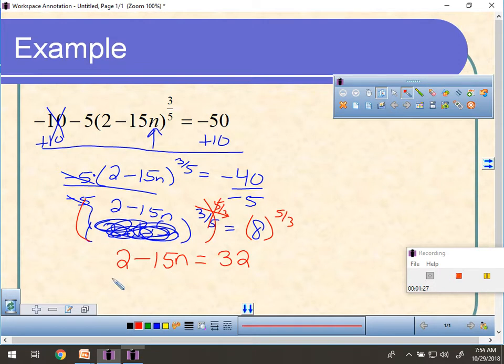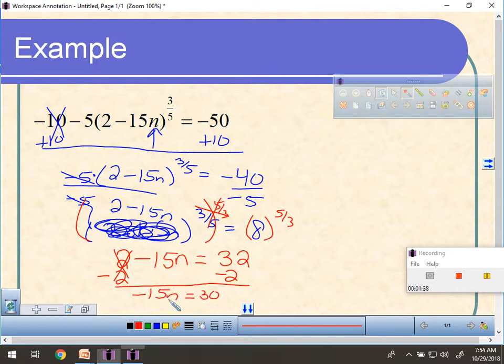And then continue to solve this for n, so I'd subtract 2 from both sides, and that would give me negative 15n is equal to 30. And then finally, divide both sides by negative 15. That gives me a negative 2 for my answer for the essential question.